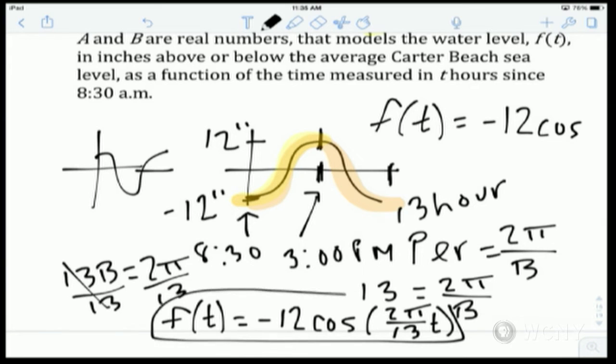Lots of work to get to that function, and that, I think, is the hardest part of the problem. Again, the number in front, your a value, is your amplitude. The negative is from the reflection. And then your frequency comes from the period being 13 hours.